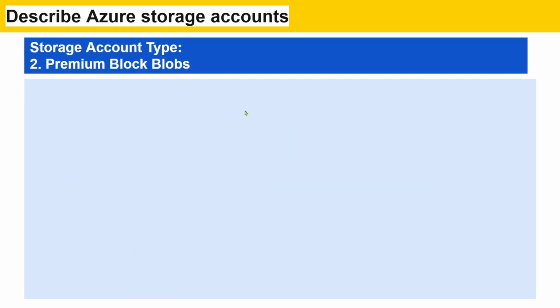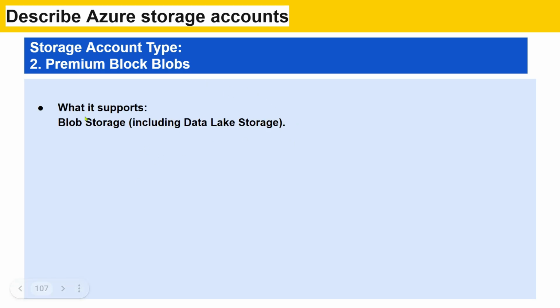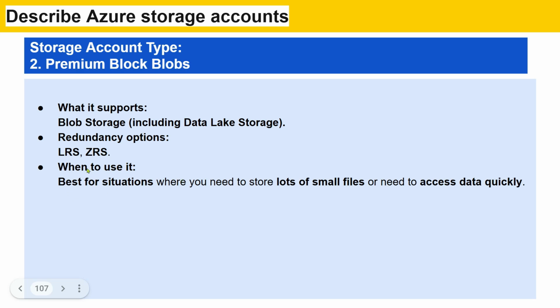Now the second account type is premium block blobs. When it comes to blobs, you think of videos and audio. So what is this? It supports blob storage, including data lake storage. For redundancy, you get only locally redundant storage and zone redundant storage, two options with this account type. When to use it? It is best for situations where you need to store lots of small files and need to access data quickly. In that case, you go with premium block blobs.